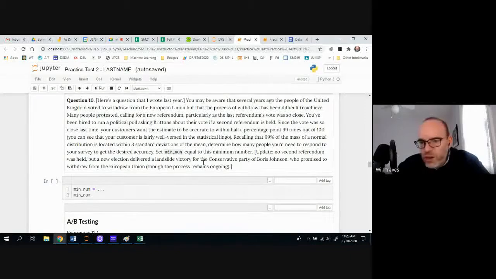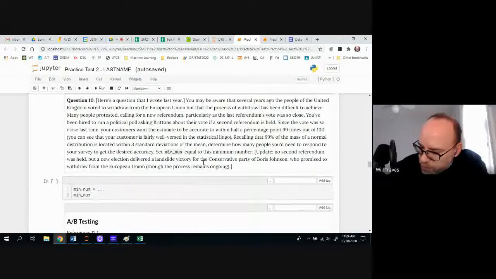So several years ago, the people of the UK voted to withdraw from the European Union, but it's been difficult to achieve, and many people protested, calling for a new referendum. And you've been hired to run a political poll asking Britons about their vote if a second referendum is held. Okay. And since the vote was so close last time, your customer wants your estimate of the support for leaving the European Union to be within half a percentage point, 99 times out of 100.